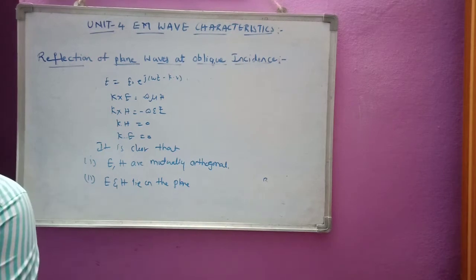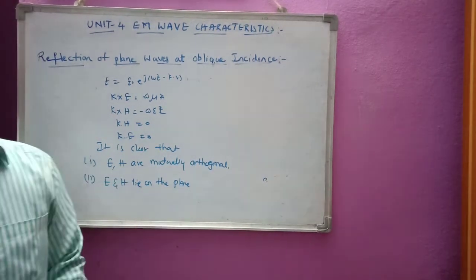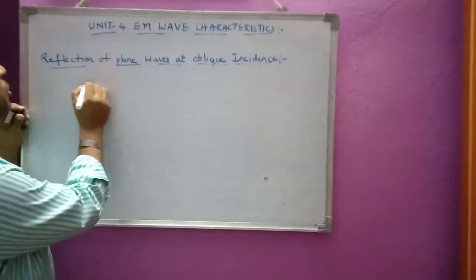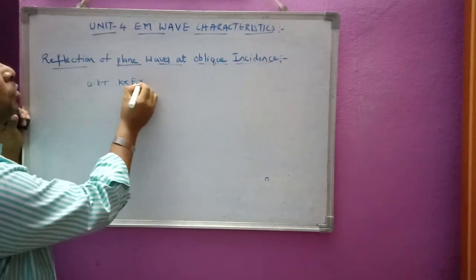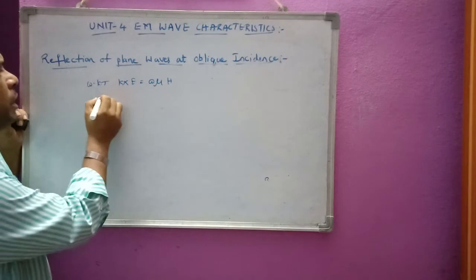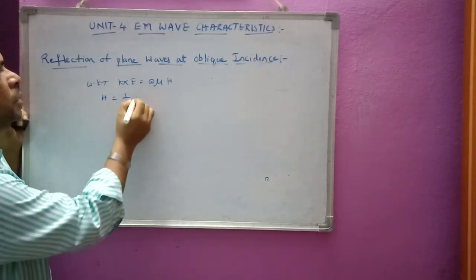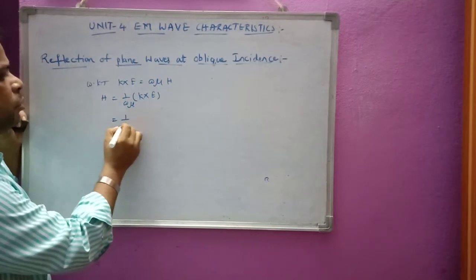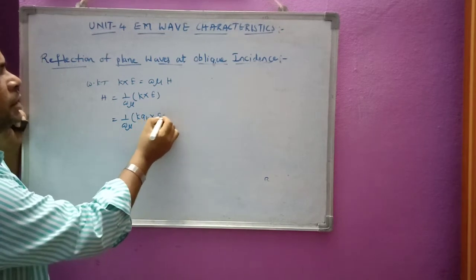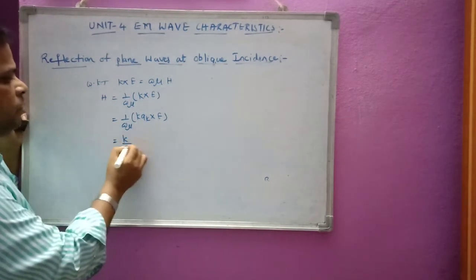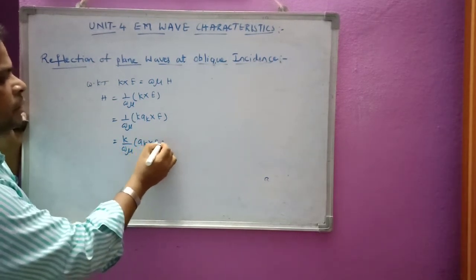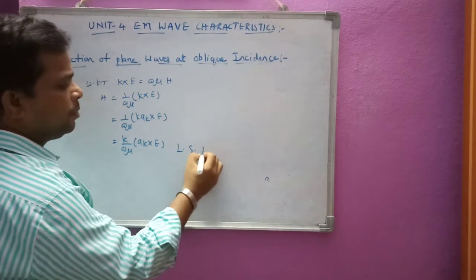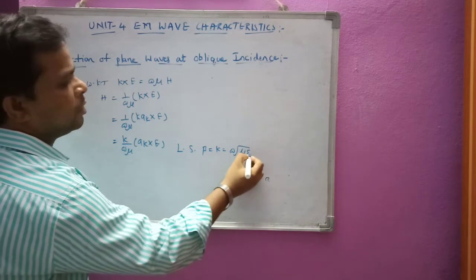Now similarly we will show one important factor here, that is k cross E. We have shown that k cross E is equal to omega mu H, so H is equal to 1 by omega mu k cross E. I can write this in vector form as k by omega mu, a_k cross a_E. We already know that k is nothing but beta, and for a lossless medium, beta is equal to k is equal to omega square root of mu epsilon.